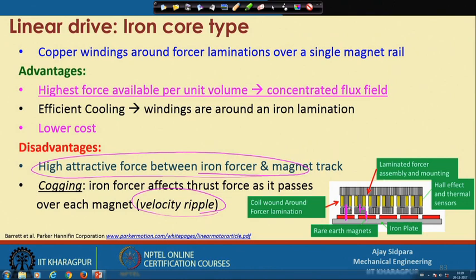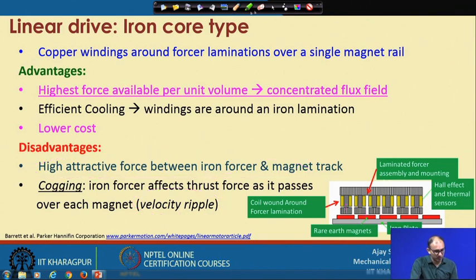Quick in the sense that it is extremely small, but when you are talking about motion of a micron or less than 1 micron, this velocity ripple will create a problem at the micro scale. But at the macro scale, when you are talking about hundreds of microns, it may not make any difference. So, the iron forcer affects the thrust force as it passes over each magnet. Whenever it is shifting position, it will get the velocity ripple. So, that is the problem of this particular type of motor.